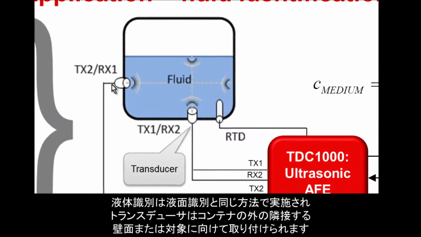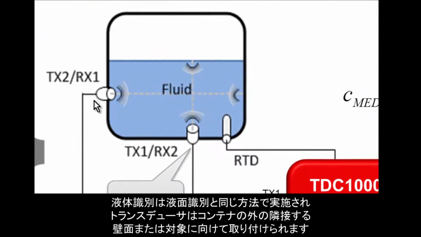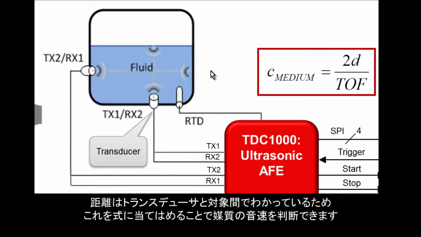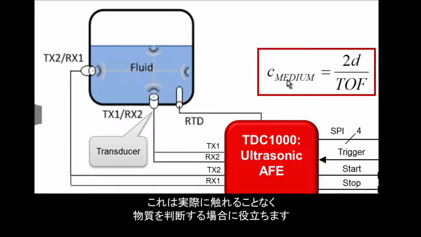Fluid identification is done the same way as level, where I have a transducer outside my container shooting to either an adjacent wall or a target. That time-of-flight calculation is fed into this equation. My distance, in this case, is known between my transducer and my target. Feeding that into the equation here allows me to determine the speed of sound of my medium. This is useful for identifying materials without actually having to touch them.